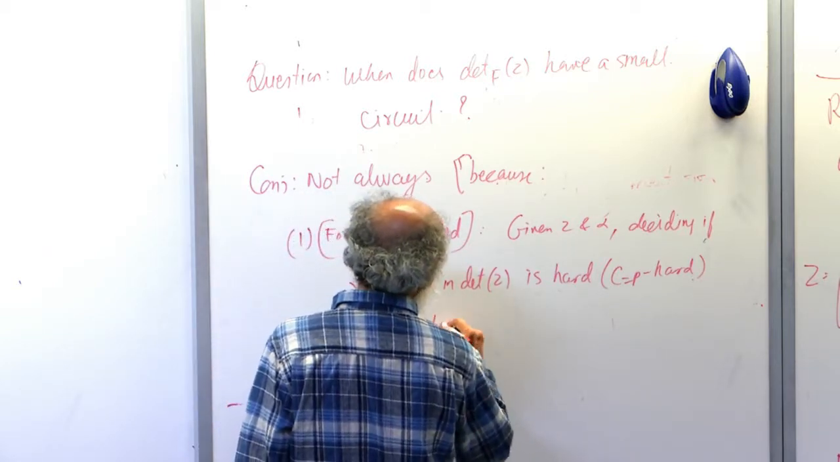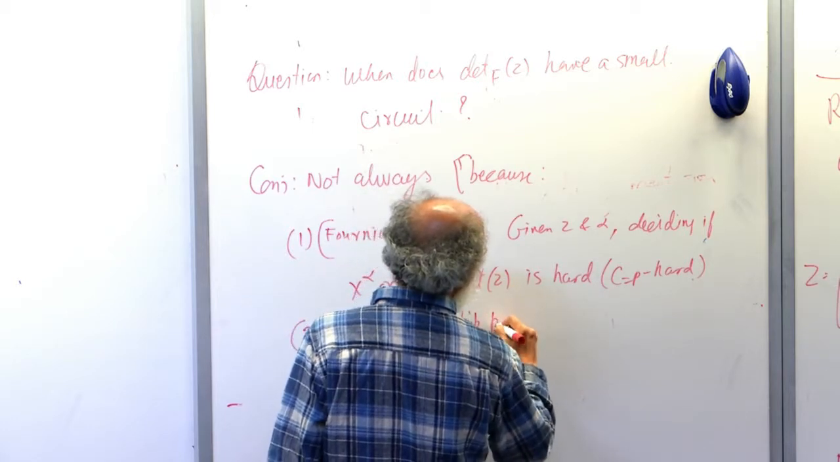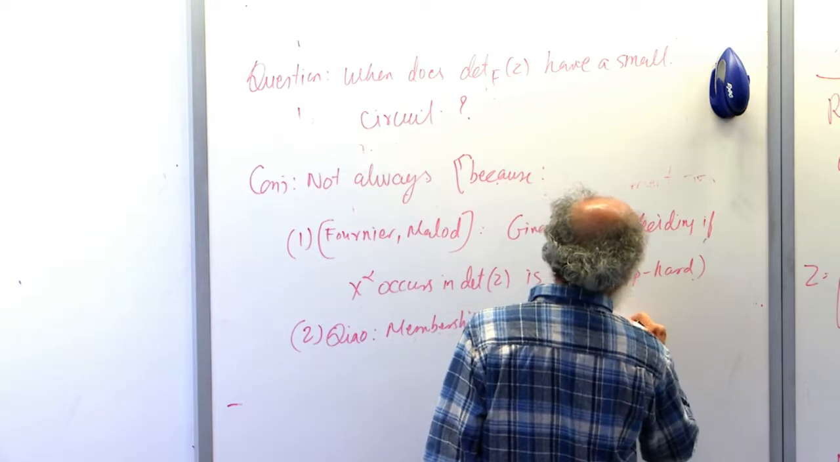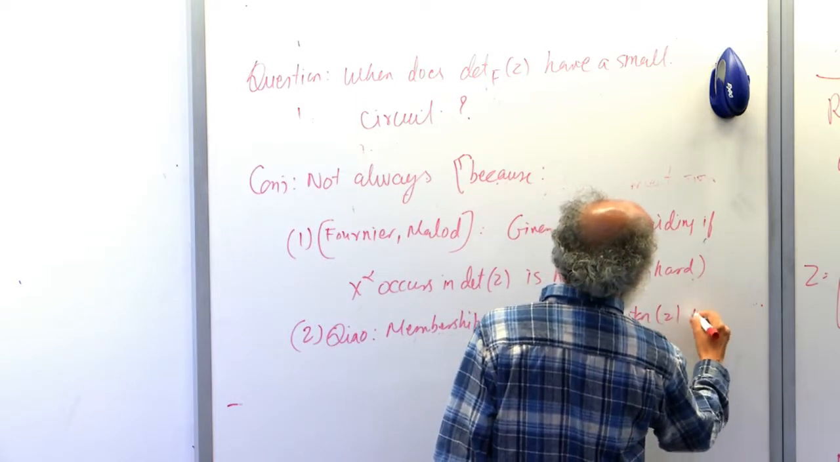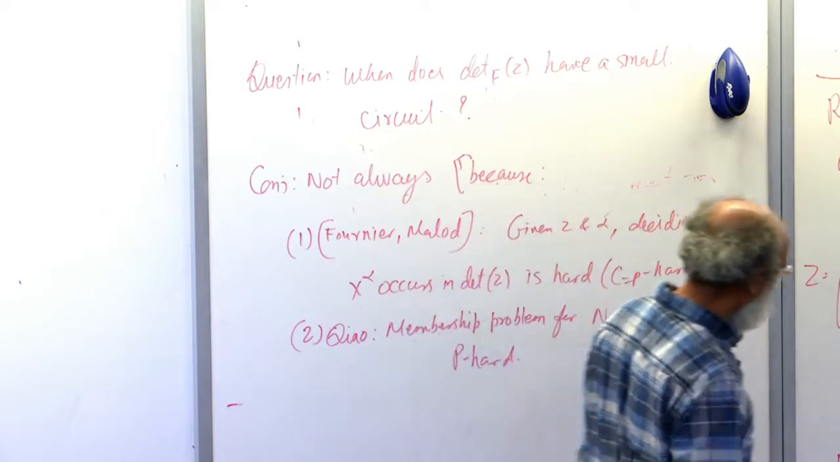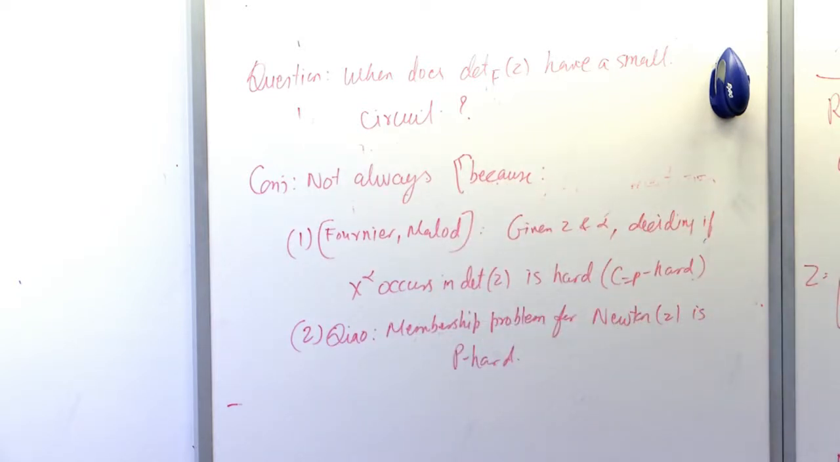the membership problem for the Newton polytope of Z is also hard, it is P-hard, which means given any rational point, deciding whether it is in that Newton polytope is a hard problem in general.